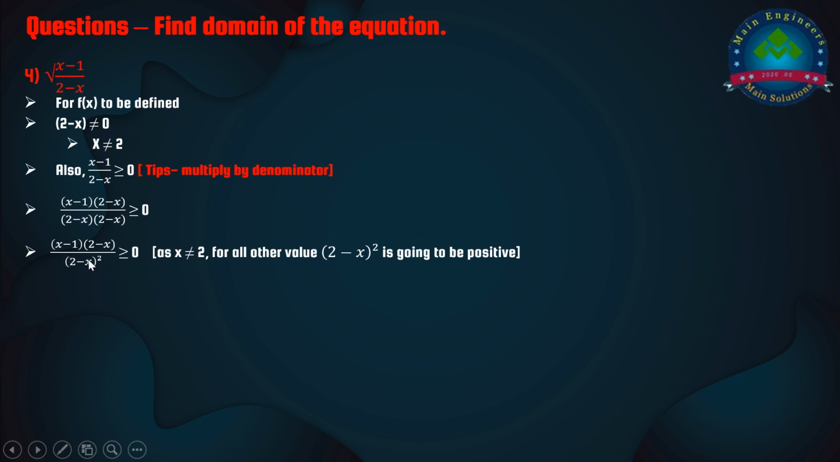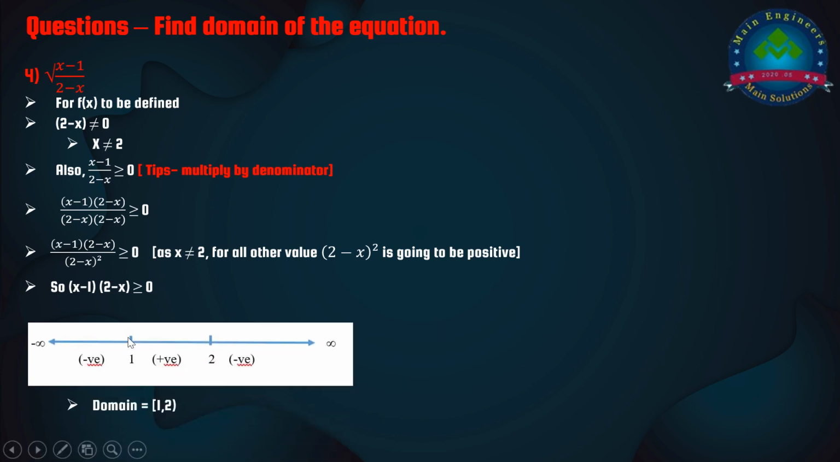As we know, x is not going to be equal to 2. So for all other values, (2 − x)² is going to be positive, as the square of any number is positive. That's why this is going to be positive. So as the whole expression is going to be greater than or equal to 0, this term (x − 1)(2 − x) is also going to be positive. That means (x − 1)(2 − x) is going to be greater than or equal to 0.